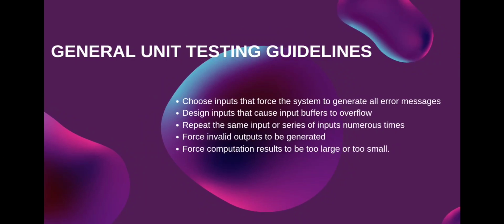For general unit testing guidelines, first, we must choose inputs that force the system to generate all error messages. Second, we must design inputs that cause input buffers to overflow. Third, repeat the same input or series of inputs numerous times. Fourth, force invalid outputs to be generated. And lastly, force computation results to be too large or too small.